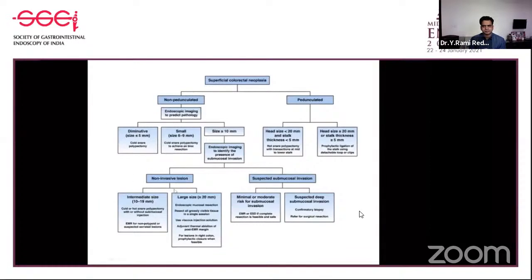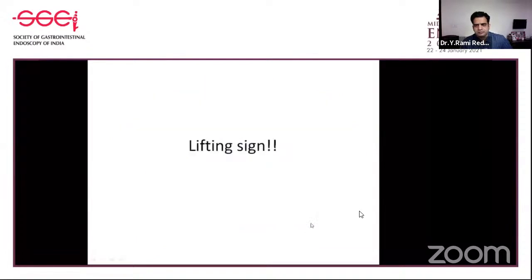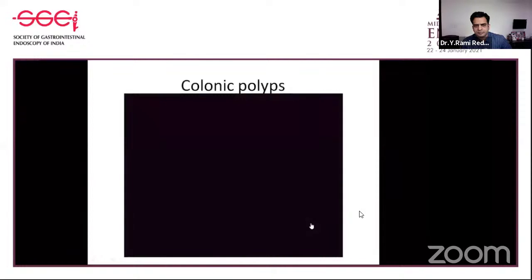Here, there's a non-invasive lesion, which could be of intermediate size, 10 to 19 millimeters. You can decide on EMR for non-polypoid or suspected serrated lesions, or for a large size, go for endoscopic mucosal resection. And we have to resect everything; all the visible lesions should be resected. For suspected submucosal invasion, we can go for EMR or ESD, and for suspected deeper invasion, please go for surgery and don't attempt it. Yes, as I said, the lifting sign is very important.